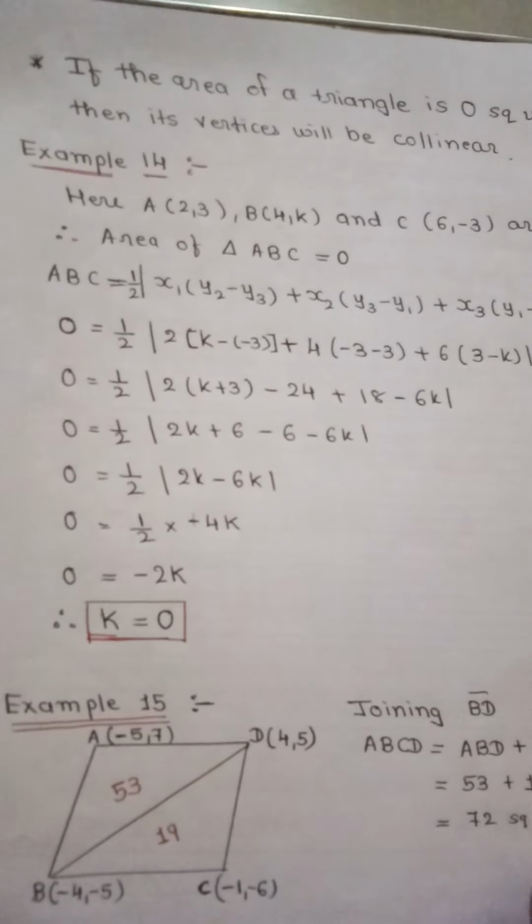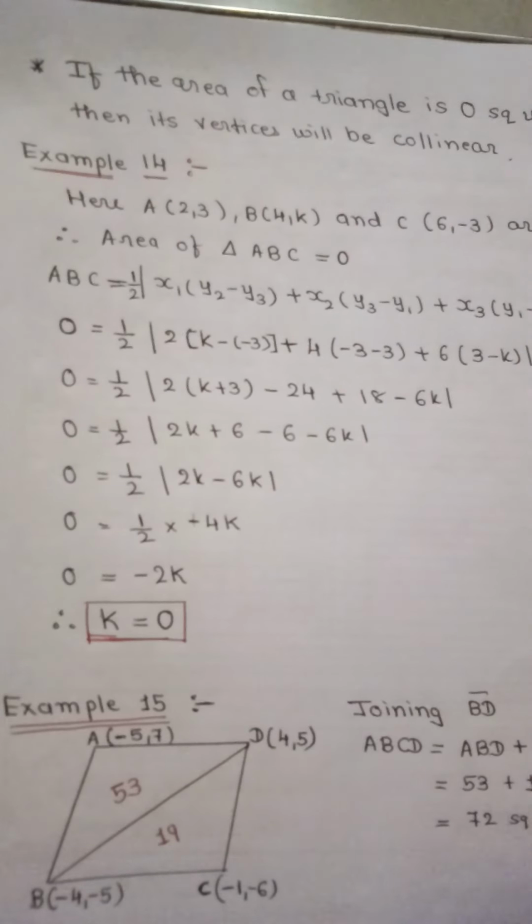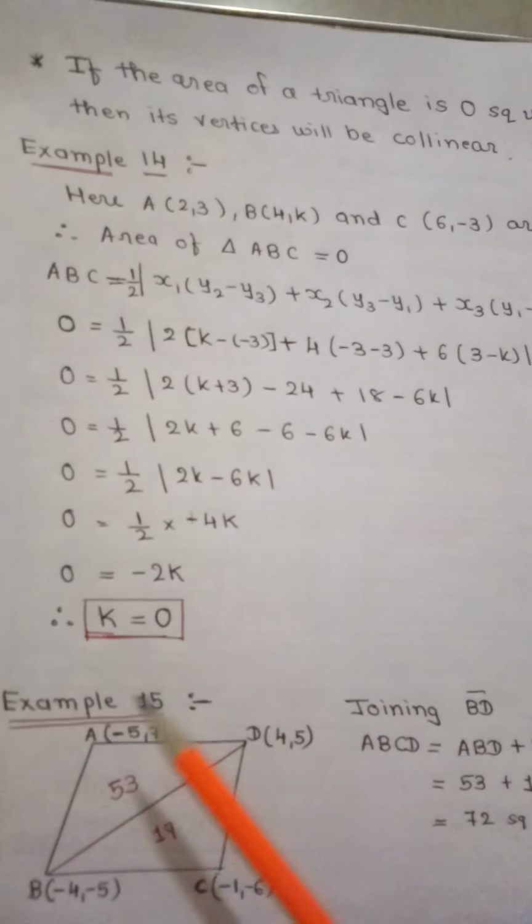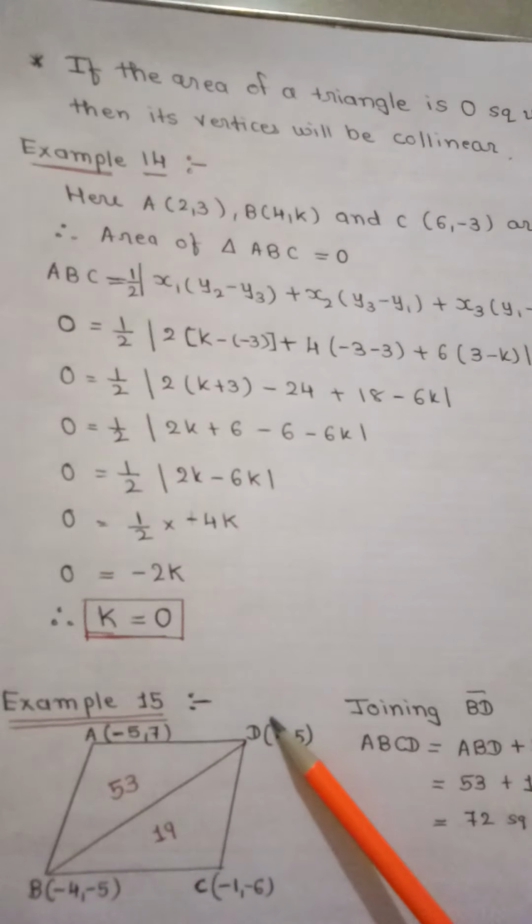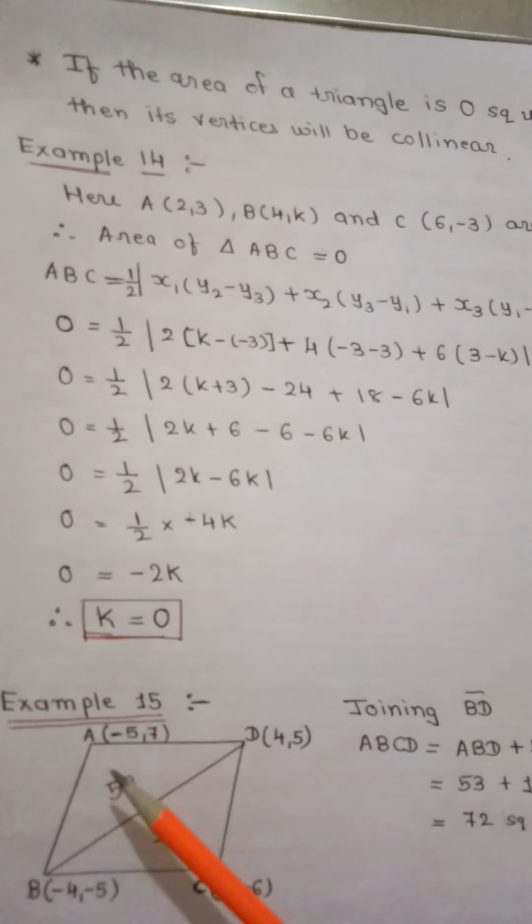Now see example 15. If A, B, C, D are the vertices of a quadrilateral, find the area of the quadrilateral. Now here A, B, C, D are the vertices of a quadrilateral. If I join the BD diagonal, you can see there is a formation of two triangles. Now you know how to find the area of a triangle using the formula. So first you will find the area of ABD, that you will get 53. After that you will find the area of triangle BCD, that you will get 19.